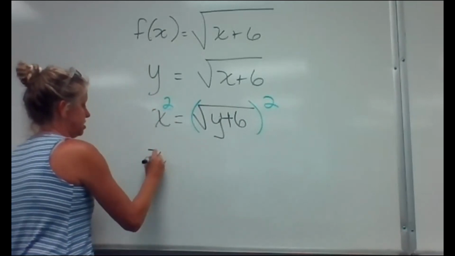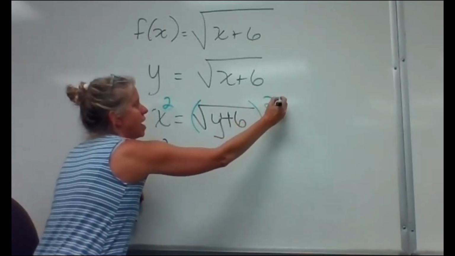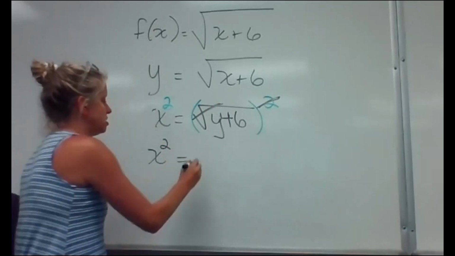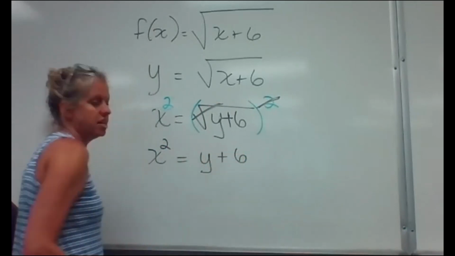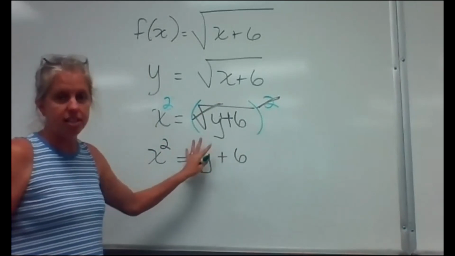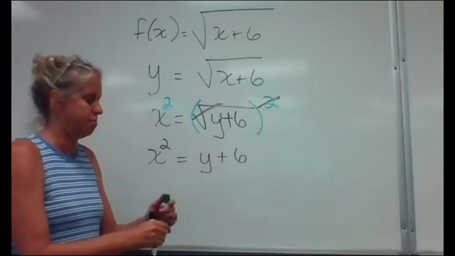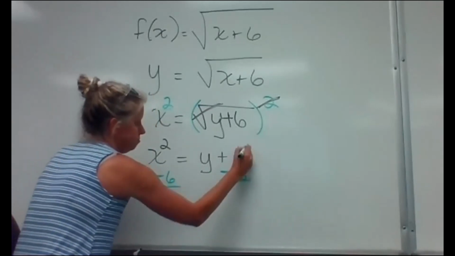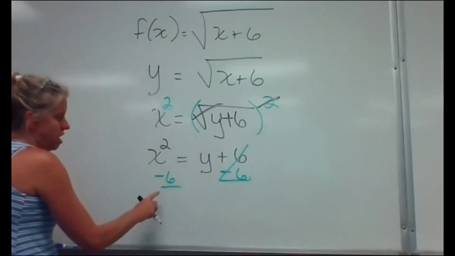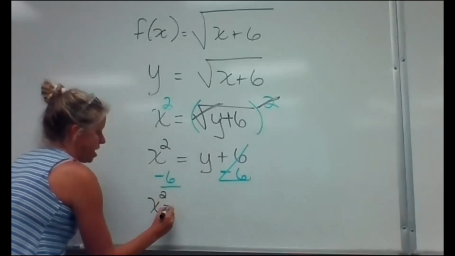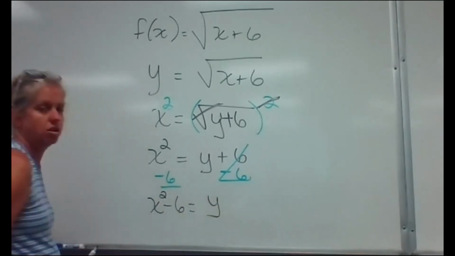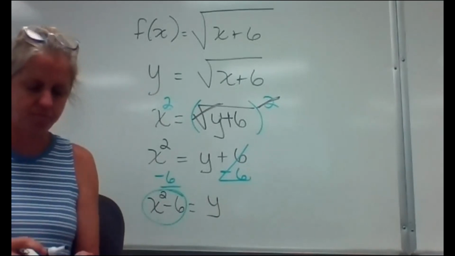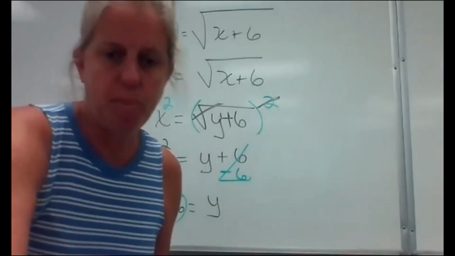So on the left, I've got x squared now. On the right, this squared knocked out the square root. That was the point of it. I'm still left with y plus 6. Now that this is released, now I can get rid of that plus 6 with a minus 6. So that gets rid of that. On the left, all I have is x squared minus 6 equals y. There's your inverse. Okay? Whew. Now, hang on, let me pause.